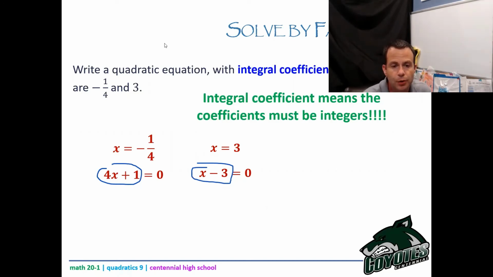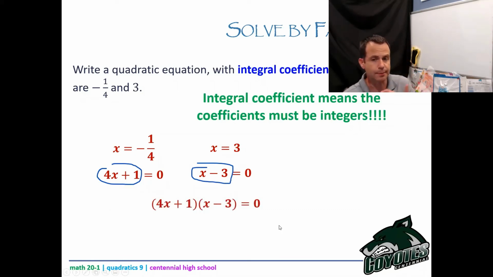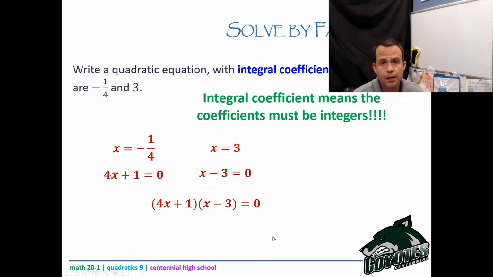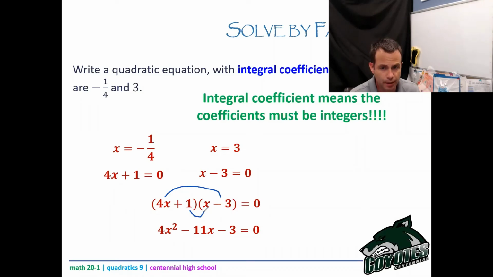Okay, so my quadratic ends up being 4x plus 1 times x minus 3, and then I just multiply that out. Okay, so that ends up being 4x squared minus 11x minus 3. Now, I added the middle terms already, so just for clarification, that was my negative 12x and my positive 1x. That's where I got that negative 11x. All right. Good job.